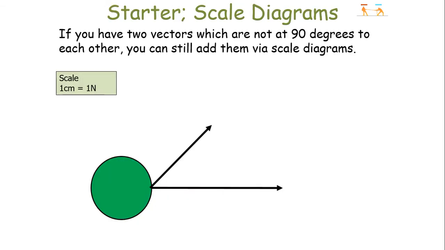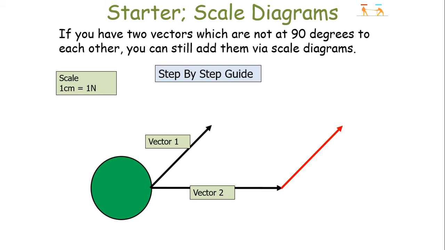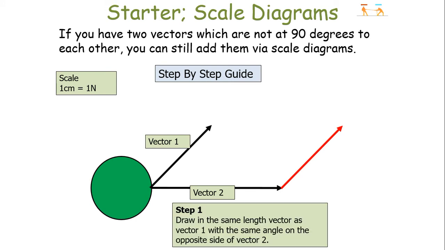Now, if you've got two vectors which are not at 90 degrees to each other, you can still add them via scale diagrams. However, we call these types of diagrams parallelograms of forces. To work out the resultant vector, the first step is to draw in a vector of the same length as vector 1, with the same angle, on the opposite side of vector 2, as shown in the diagram. Then you draw a vector of the same length as vector 2, with the same angle, on the opposite side of vector 1, as shown in the diagram.